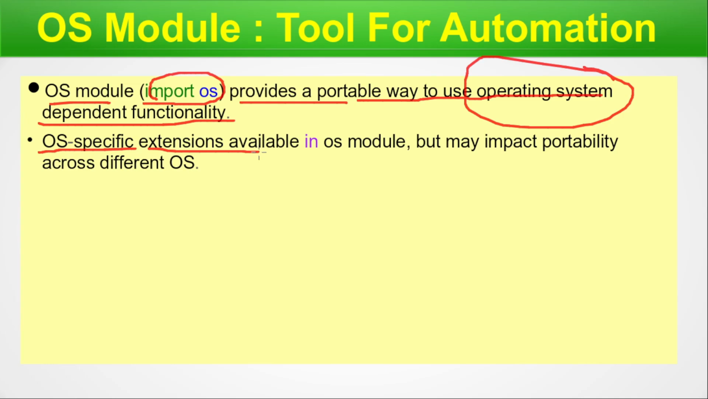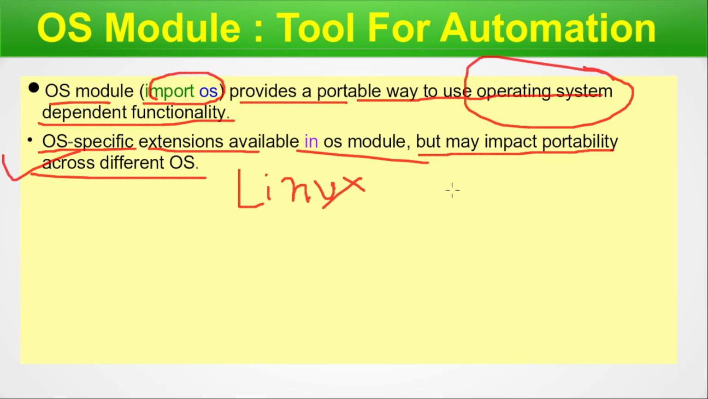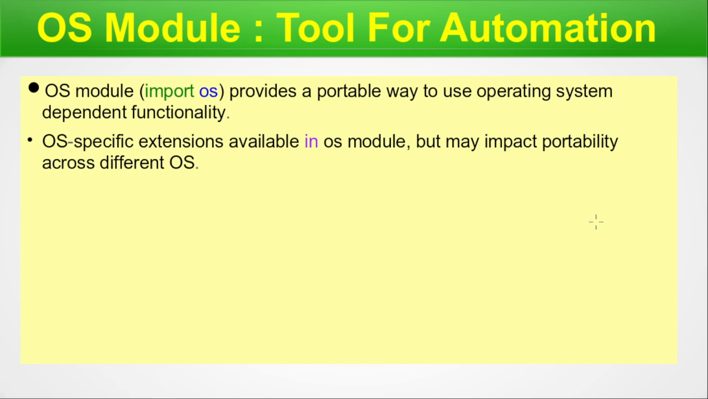OS specific extensions are available in the OS module but may impact portability across different OS. That means once you develop the code maybe for Linux, it may not be portable to Windows. Whatever code you are writing for Linux cannot be ported into Windows, and vice versa. Even if you are writing code for Mac OS, you cannot port it into Linux. Whatever OS you are in and where you are coding, your code will be very specific to that particular OS. It's not a global code, it's a local code with respect to the operating system you are working on.